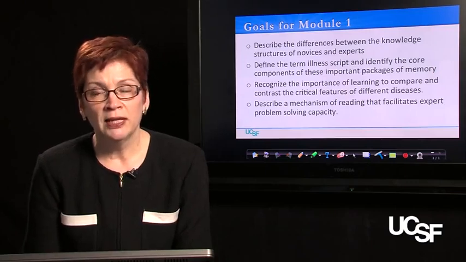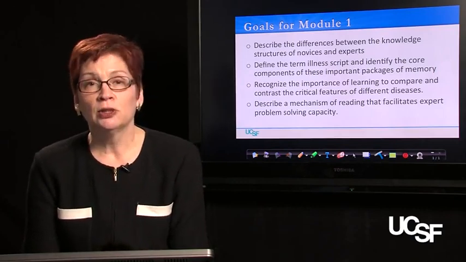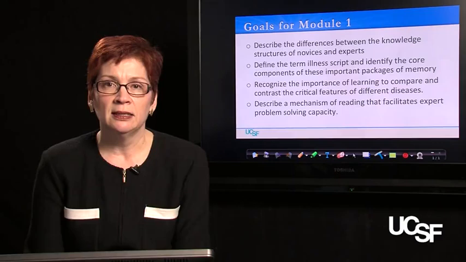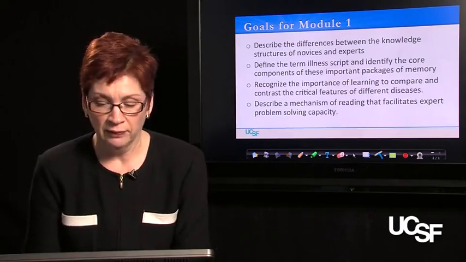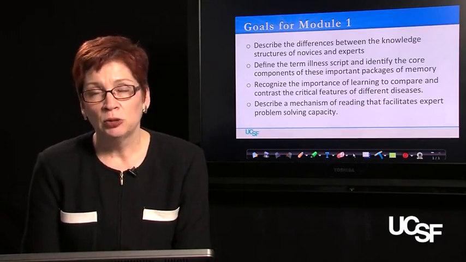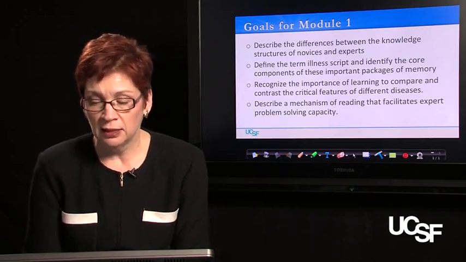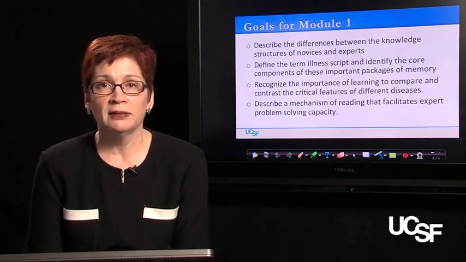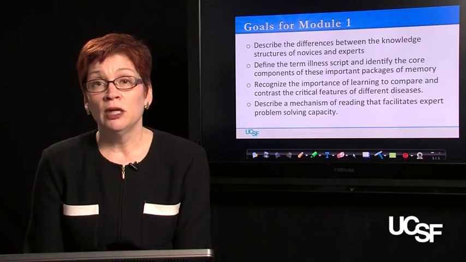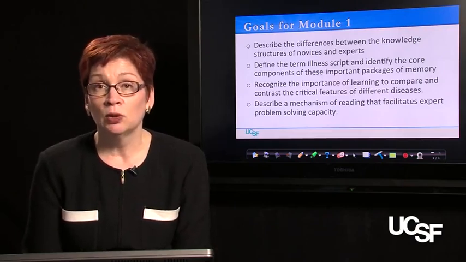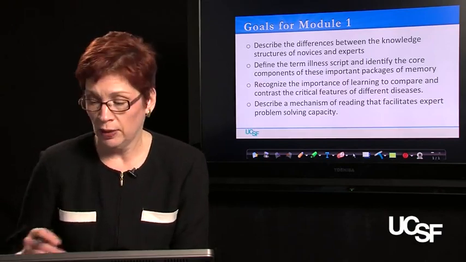We want you also, by the end of Module 1, to have fully embraced the fact that learning to compare and contrast the critical features of different diseases is really essential to accurate and efficient clinical problem solving. And finally, in Module 1, we're going to talk with you about a mechanism of reading that facilitates the development of expert problem-solving capacity. So very active reading might be different than what you've been doing, but we believe that using this style of reading for the rest of the course will help you assimilate the rest of the concepts that we'll be talking about.